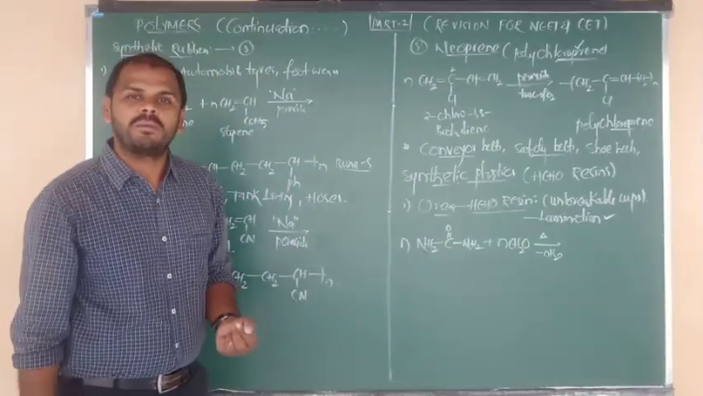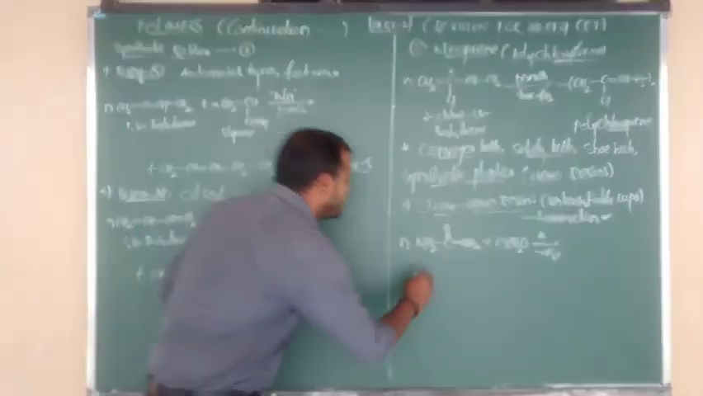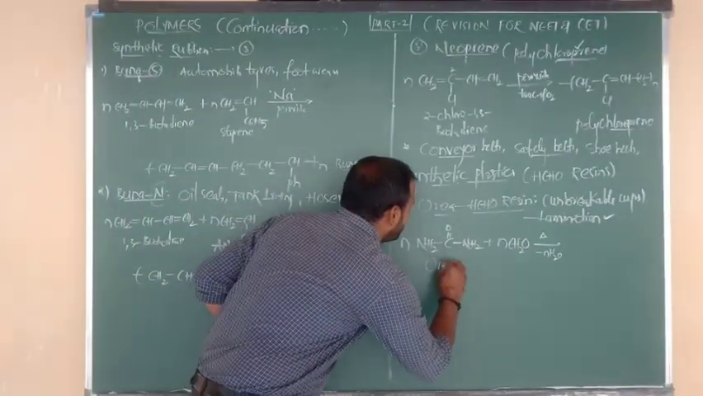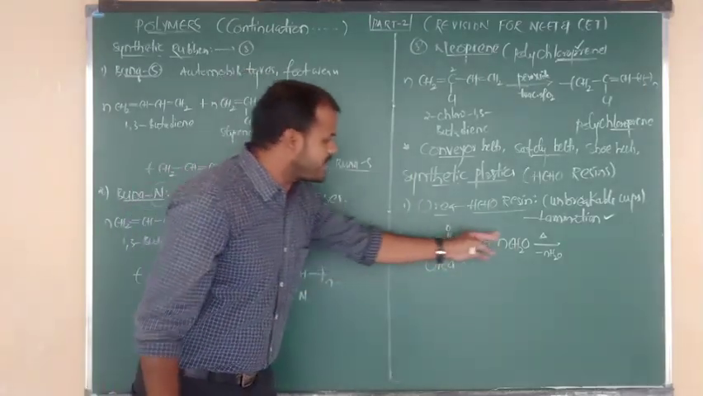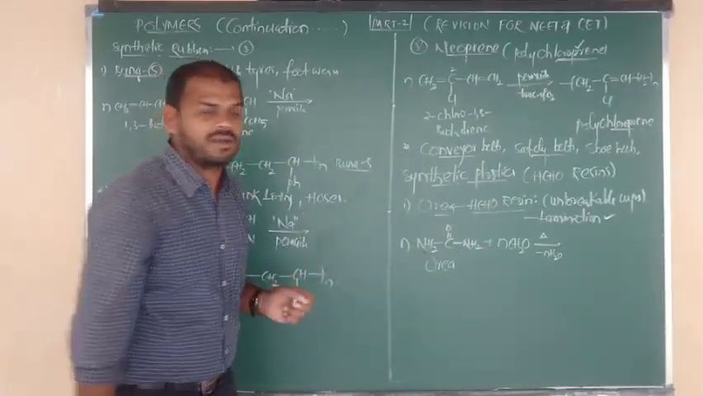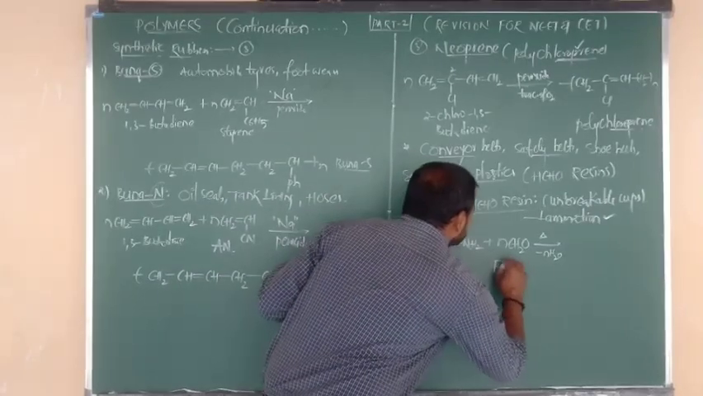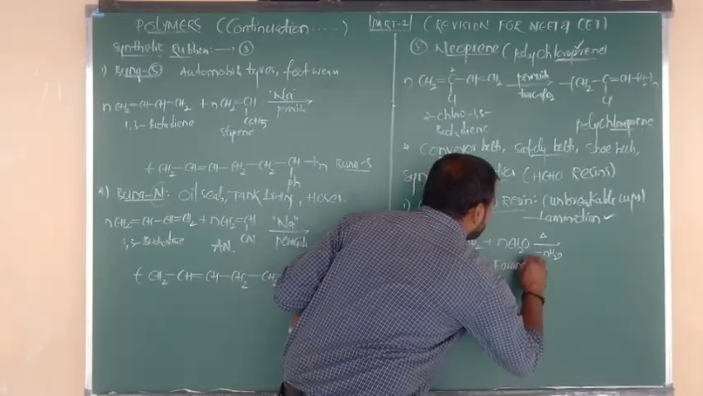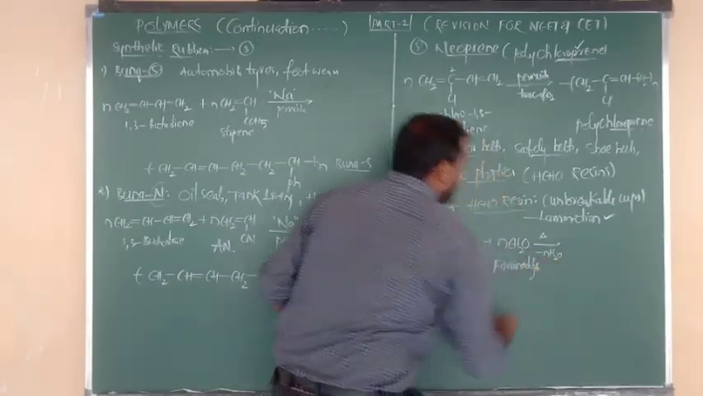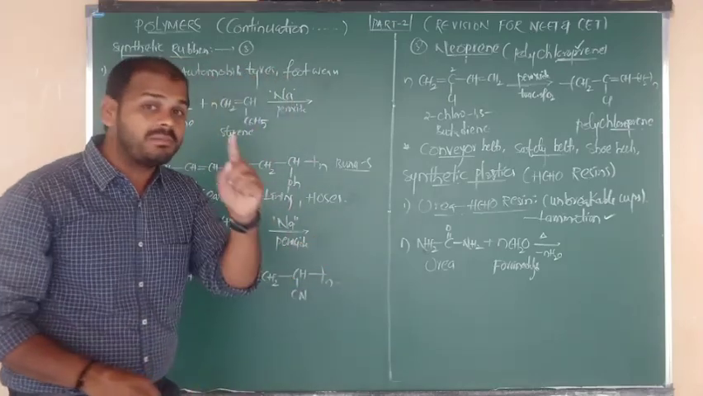NH2, C double bond O, NH2. So the compound name is nothing but what, beta? Urea. Upon reaction with N moles of formaldehyde, N moles of HCHO, upon condensation, definitely there will be loss of water molecule.